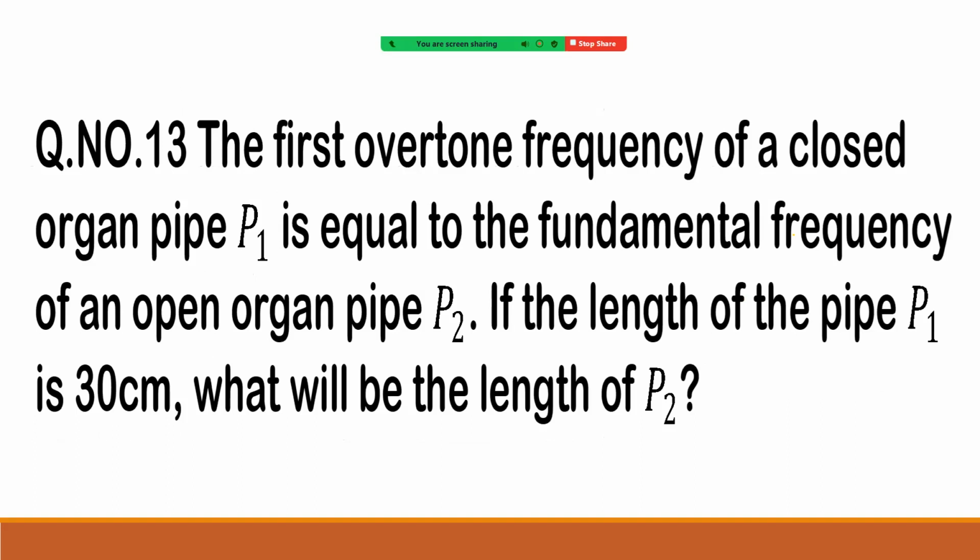The first overtone frequency of a closed organ pipe P1 is equal to the fundamental frequency of an open organ pipe P2. If the length of the pipe P1 is 30 centimeter, what will be the length of P2? See carefully. Given condition, first overtone frequency of a closed organ pipe. It is closed, so first overtone means third harmonic, right? First overtone of a closed organ pipe means third harmonic. Writing 3V by 4L, right? Is equal to the fundamental frequency of an open organ pipe. Fundamental means first harmonic, right? It is V by 2L.